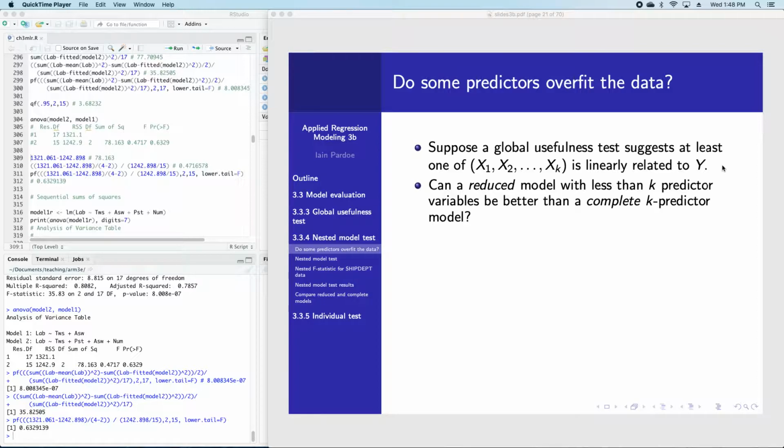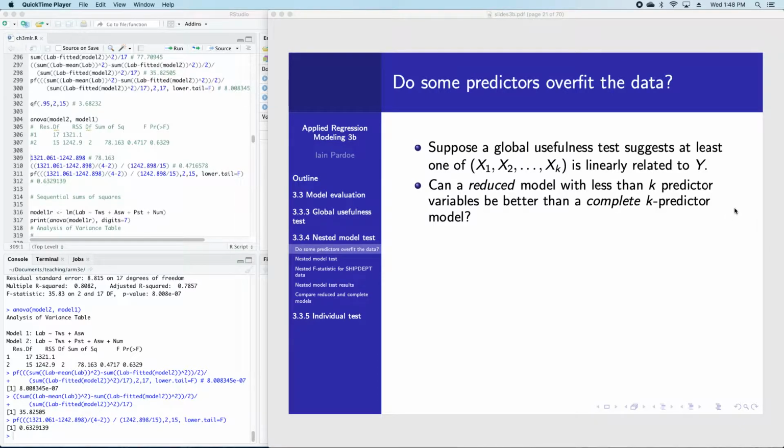Now we might ask the question, could a reduced model with less than k predictor variables actually be better than a complete k predictor model? We touched on this briefly before when we talked about adjusted R-squared, and if you remember the shipping data example, based on adjusted R-squared, a model with just 2 predictors was better than a model with all 4 predictors. So we've got the same kind of idea here.